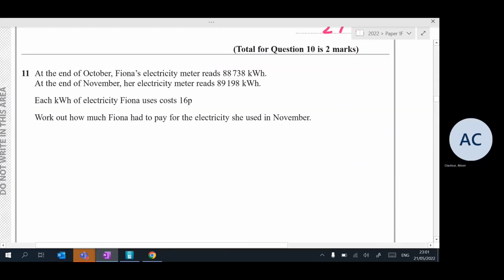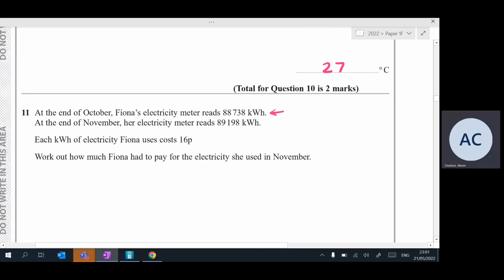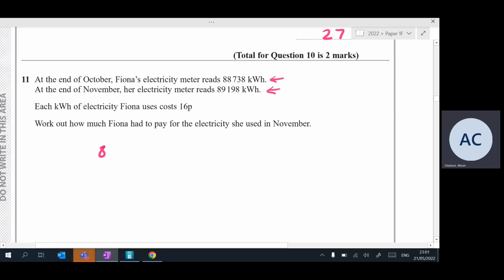Number 11. We've got an electricity meter that reads this in October and November. And each kilowatt costs 16p. So we've got to work out how much is to pay for the electricity she used in November. So the way an electricity meter works, this is your starting point here, and it's going up to here. So to know how much energy she's actually used, we need to subtract those two values.